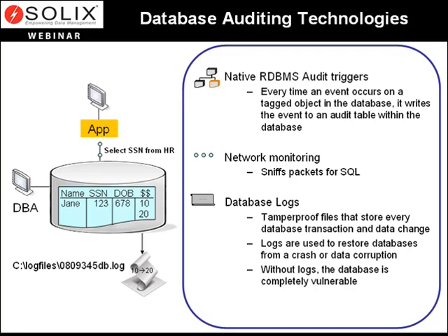The way that audit triggers work is that you define the tables and the columns that you want to have the trigger on, and you have a trigger that looks for an event, for example on delete, on insert or on update. Every time that event occurs on that tagged object, it'll write specific information about the event to an audit table within the database.